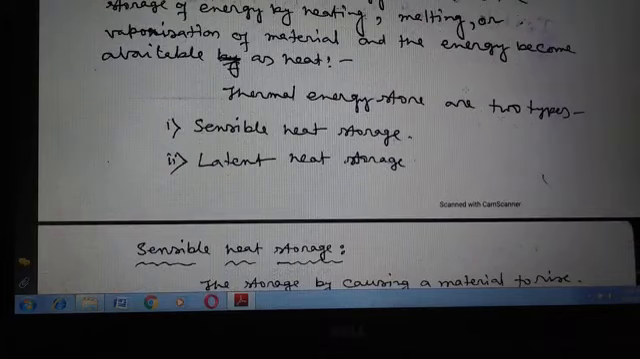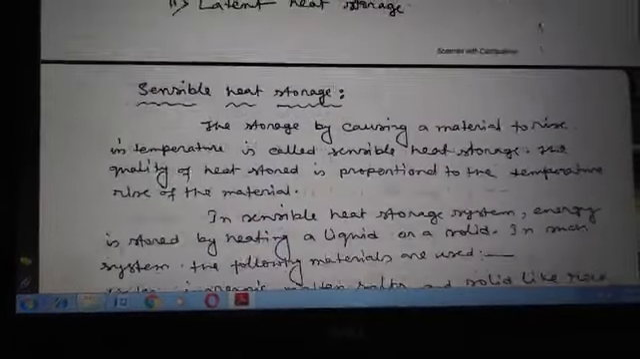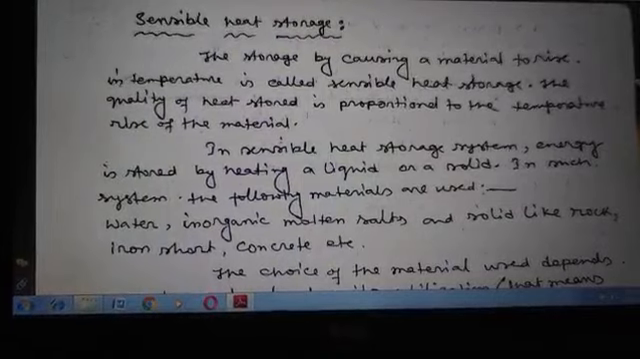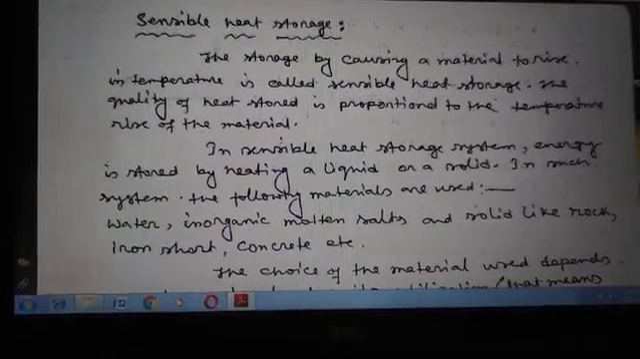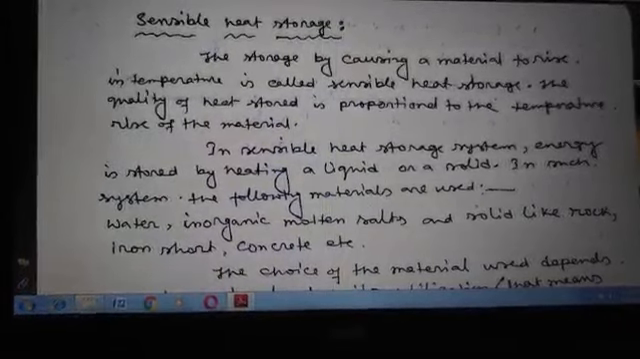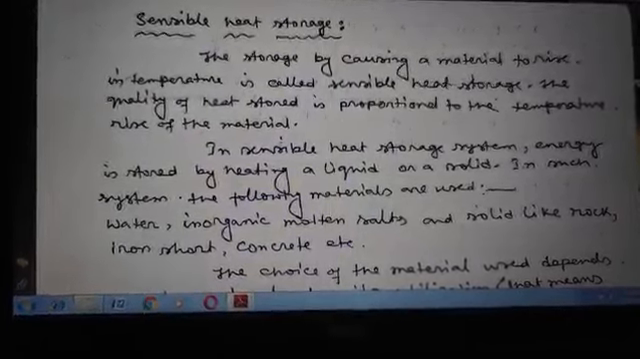So the thermal energy stores are of two types. One is the sensible heat storage, another is the latent heat storage. Now first one is the sensible heat storage. The storage by causing a material to rise in temperature is called sensible heat storage. The quantity of heat stored is proportional to the temperature rise of the material.